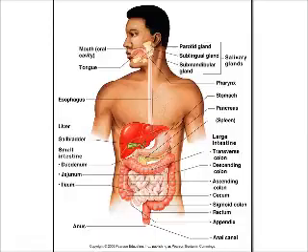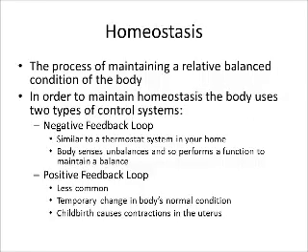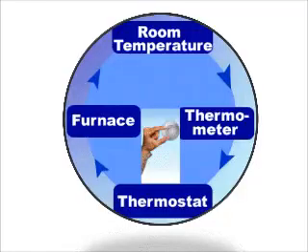One term I want you to become familiar with is called homeostasis. Homeostasis is the process of maintaining the relative balanced condition in the body. And the body is programmed to try to do its best to maintain homeostasis. Now, in order to maintain this homeostasis, the body uses two types of control systems. There's the negative feedback loop and the positive feedback loop. A negative feedback loop is similar to a thermostat system in your home. The body senses an imbalance, and so it performs a function to maintain that balance.